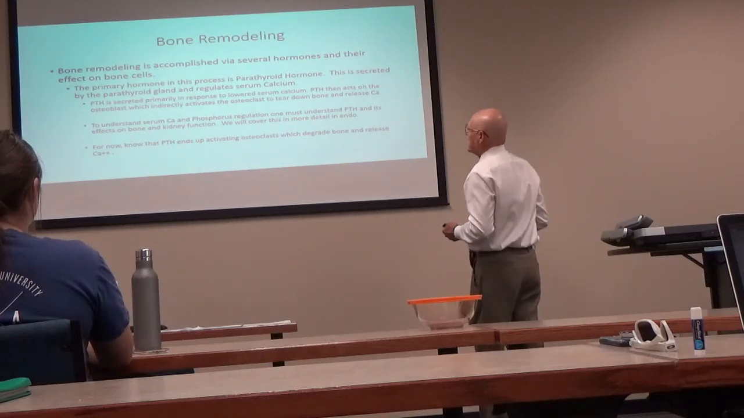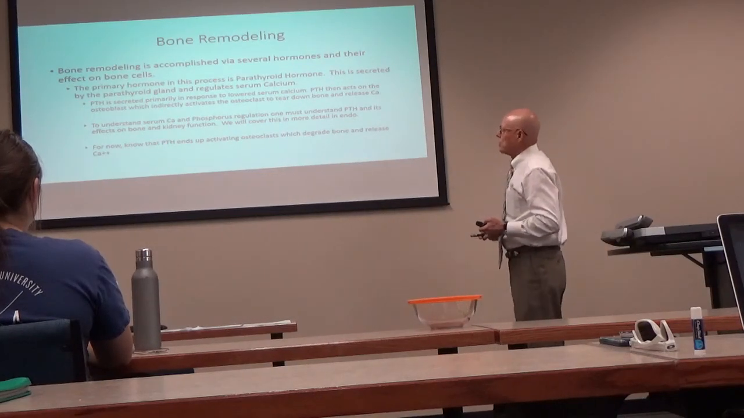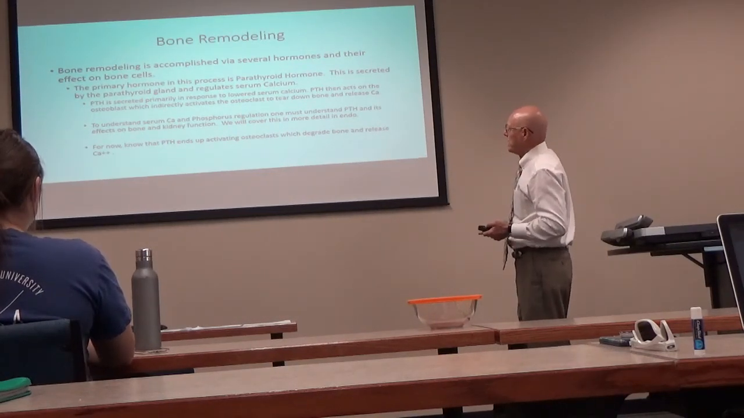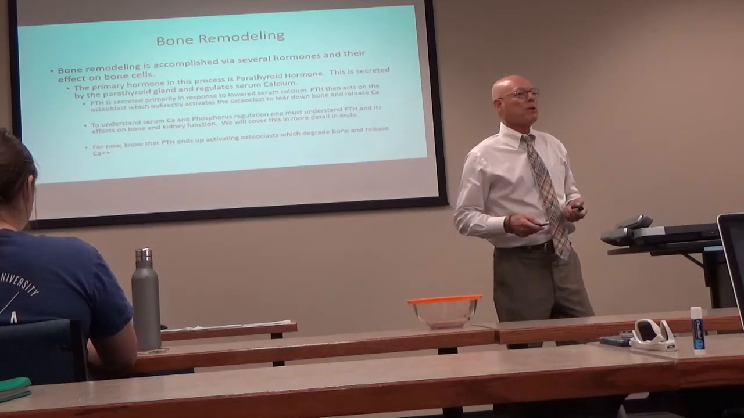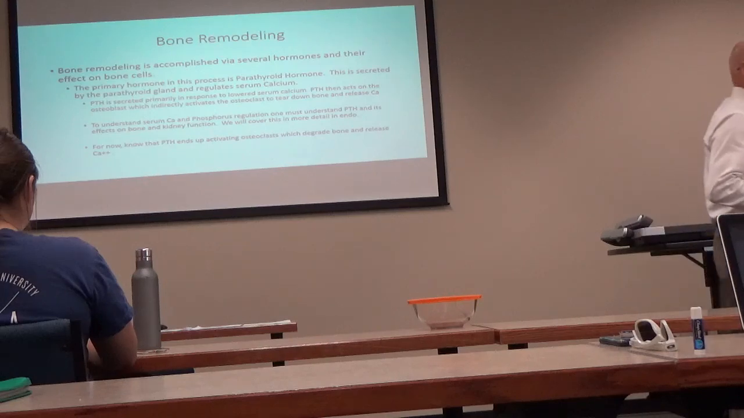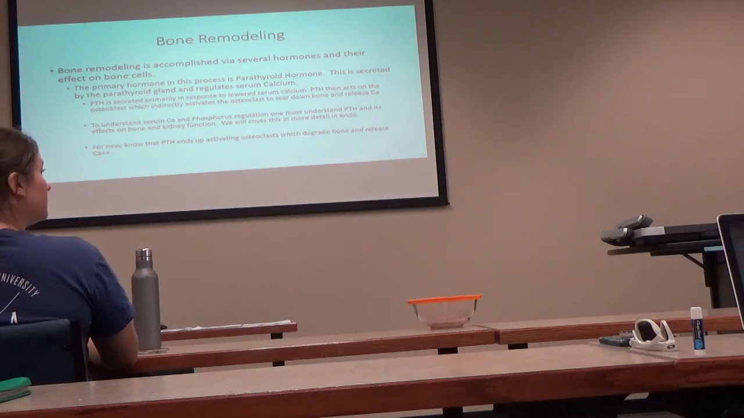The primary hormone is the parathyroid hormone. It's secreted by the parathyroid and regulates calcium. We're going to talk about this again in the intro, but PTH is basically mostly released by the parathyroid glands. You know where they are. They're right behind the thyroid gland. There are 4 of them, and they sit right behind the thyroid gland here. And they release their hormone when the serum calcium gets low.